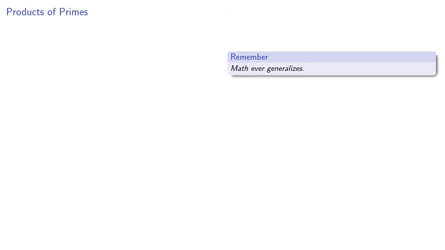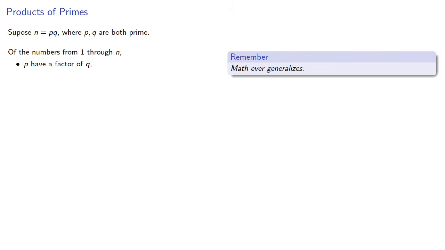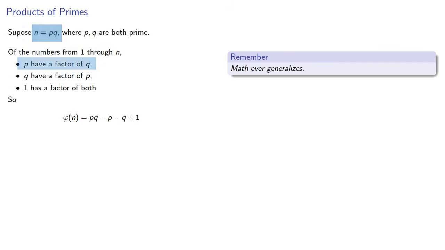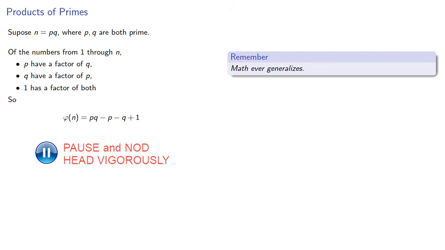So we can generalize from this. Suppose n is a product of primes pq where p and q are both prime. Of the numbers from 1 through n, p of them have a factor of q, q of them have a factor of p, and 1 has both. So phi of n is going to be pq, that's the number of numbers, minus those p that have a factor of q, minus those q that have a factor of p, and add back in the one we've struck out twice.